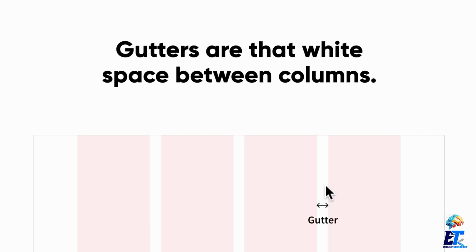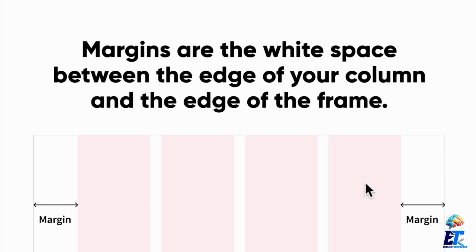Gutters. This is the white space right here, right between columns. They're dedicated based off of your base unit, so some designs will increase that size as you scale up or decrease it as you scale down. Others can stay fixed. It's not really set in stone. So right over here, this is probably a 16-pixel gutter based off of an 8-pixel base unit. Margins are the white space between the edge of your column and the edge of your frame.